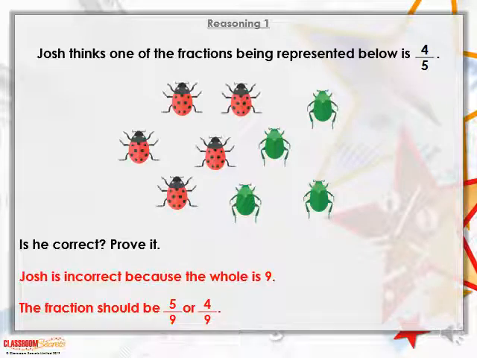So Josh is actually incorrect because all the insects together, there are 9 insects altogether. The whole is 9, so the denominator should have been 9. Then the fraction would either have been 5/9 if you counted the ladybirds, or 4/9 if you counted the green beetle.